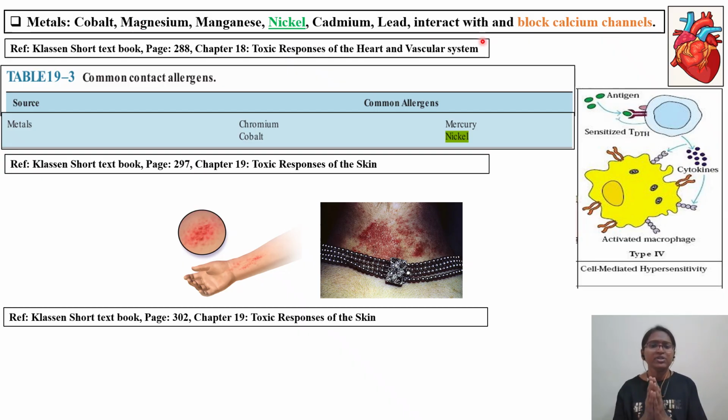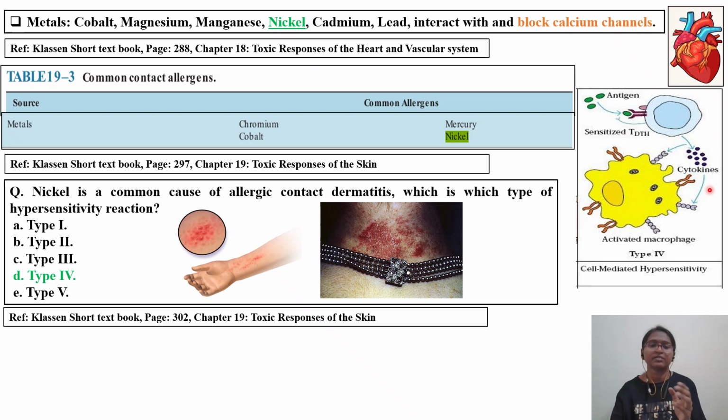Coming to the next chapter, chapter 19, toxic responses of the skin. We have table 19.3 in which nickel has been listed. Nickel is one of the common contact allergens. Apart from nickel, what are the other metals? Read about chromium, cobalt, and mercury, and how they are common contact allergens.